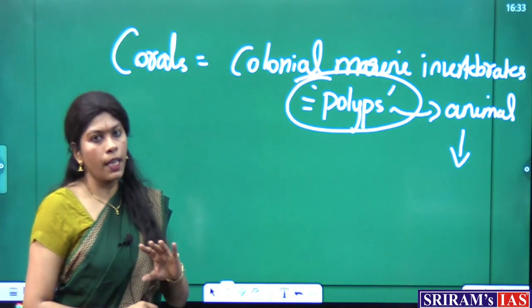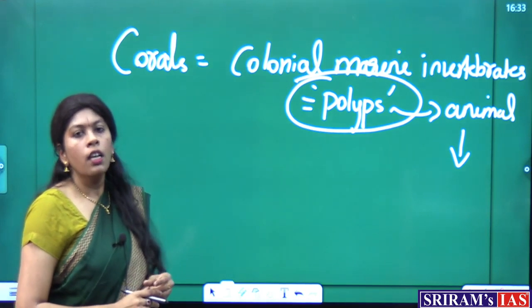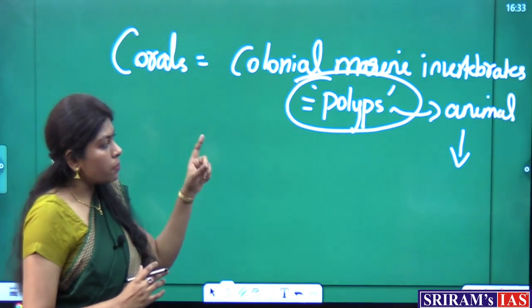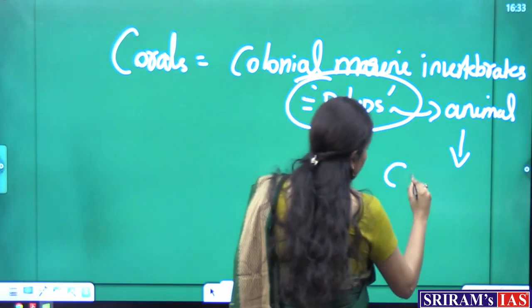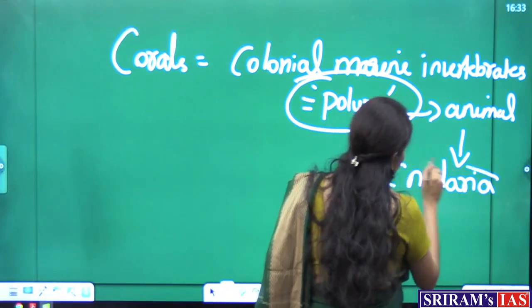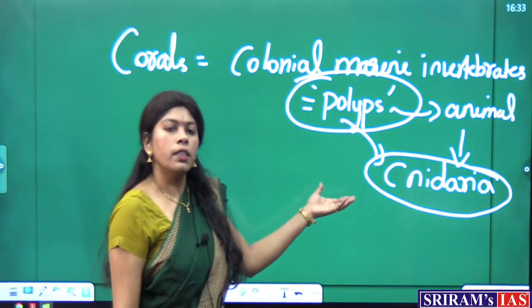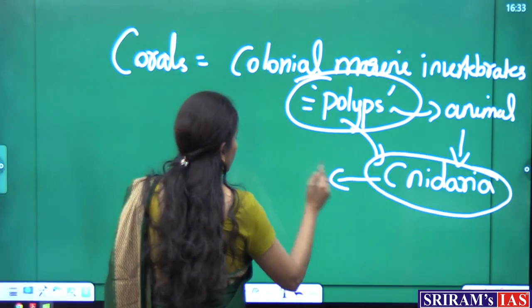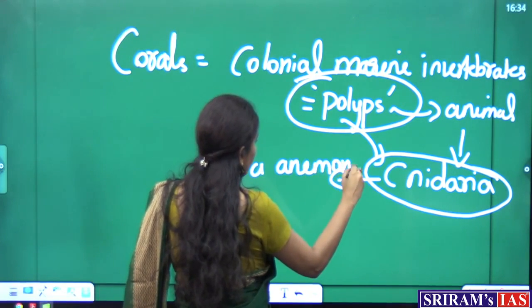When I said there are 5 kingdoms, I told you, starting from Monera, Protista, then Fungi, Plantae, Animalia. This way we discussed. Under Animalia, there are 11 phyla. One phylum is Cnidaria. This Cnidaria includes the polyp. Polyp comes under Cnidaria, with other organisms also present under Cnidaria, like sea anemone.